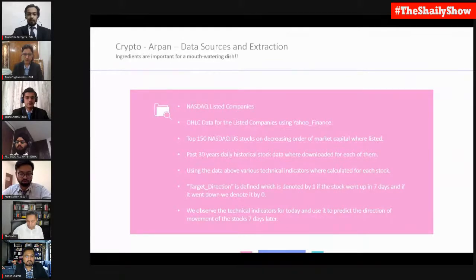My task was to use these technical indicators for the first day, and then use them to predict the direction of the movement of the stock 7 days later. So it will be going up, denoted by 1, or going down, denoted by 0. Can you move to the next slide, please?